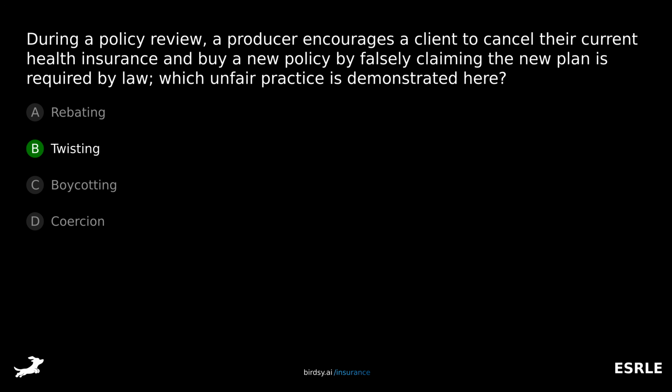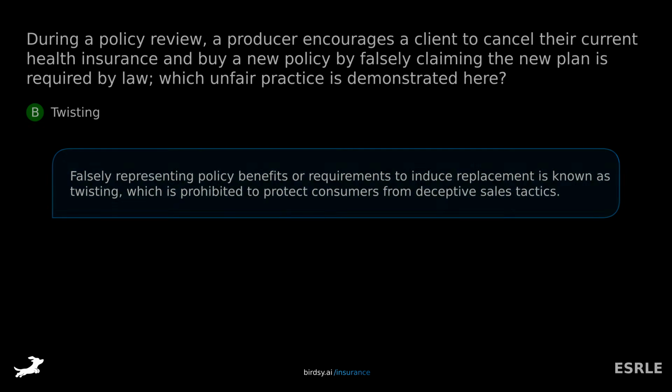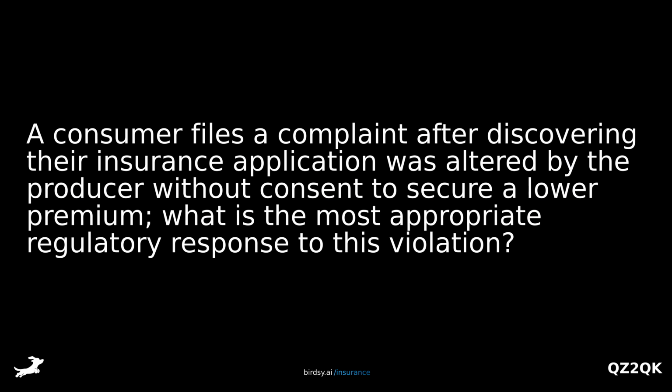The correct answer is B, twisting. Falsely representing policy benefits or requirements to induce replacement is known as twisting, which is prohibited to protect consumers from deceptive sales tactics. A consumer files a complaint after discovering their insurance application was altered by the producer without consent to secure a lower premium.